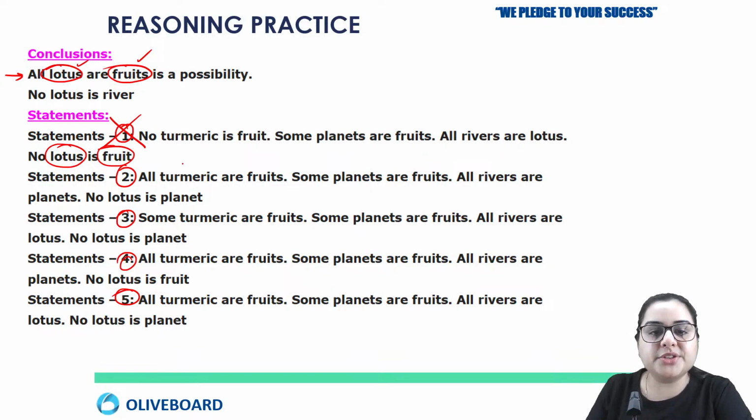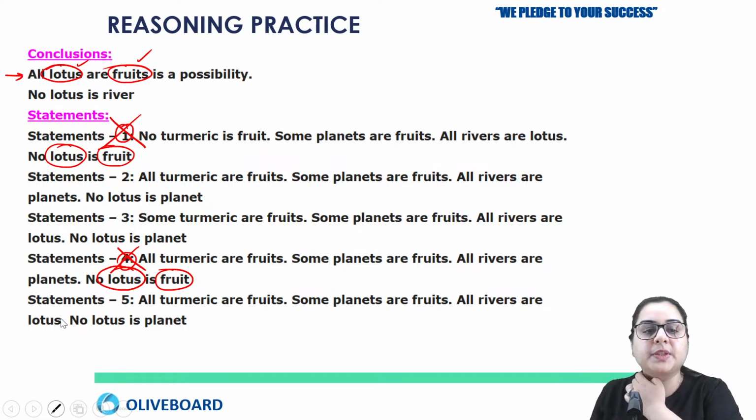Now if you check this in all other options, now there is no relation about lotus and fruit, but in the fourth one you have no lotus is a fruit. So the fourth one is also wrong. This fourth one is also wrong. Now we are left with just second, third and fifth.